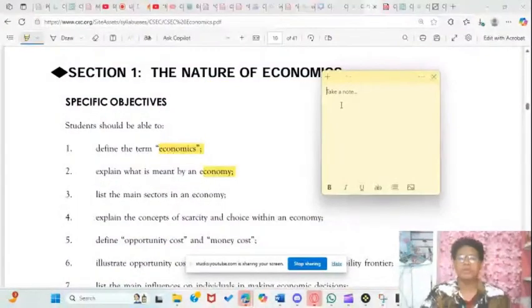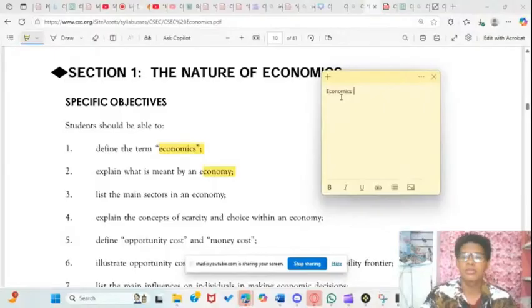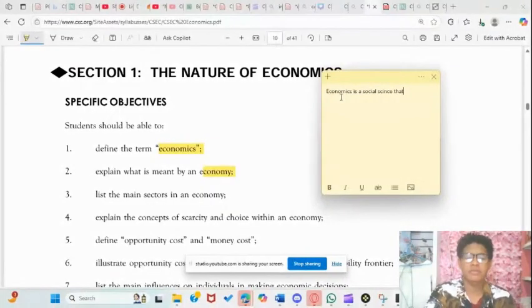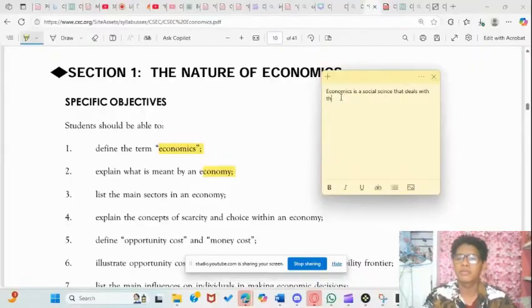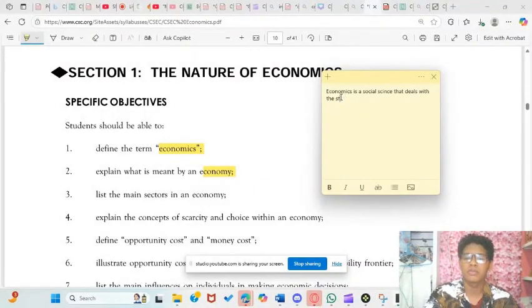So notes. What is economics? Economics is a social science that deals with the study of consumer decisions.